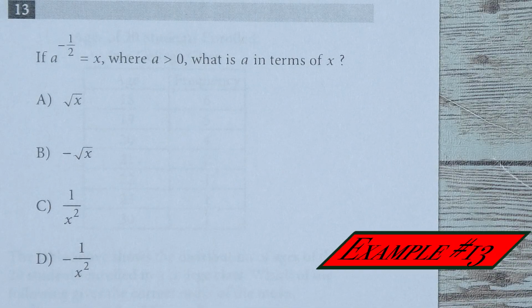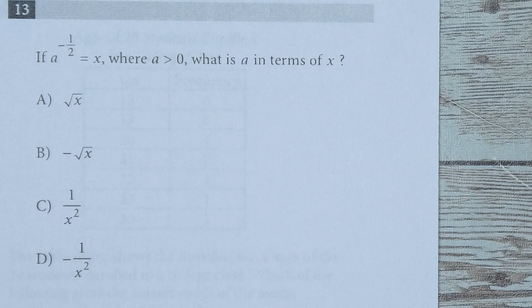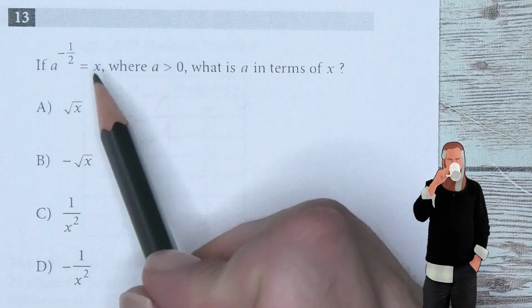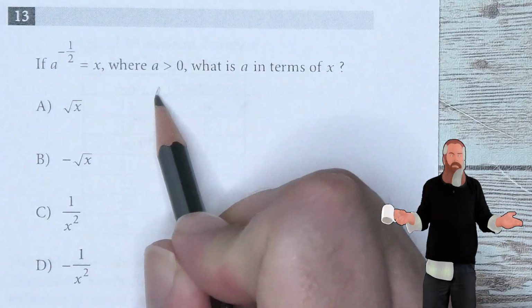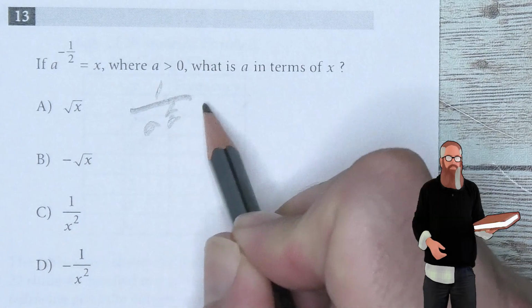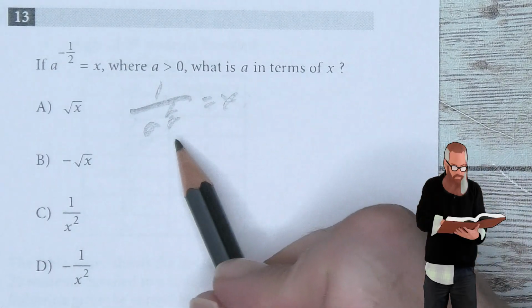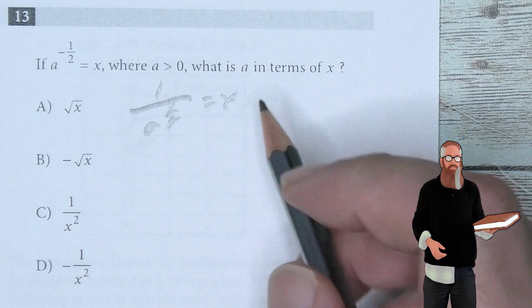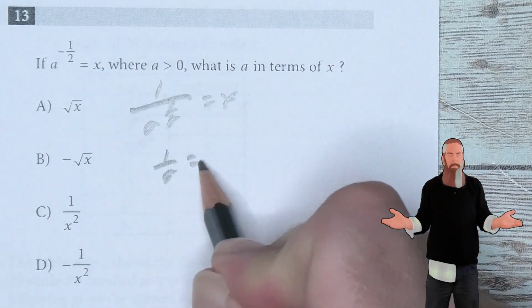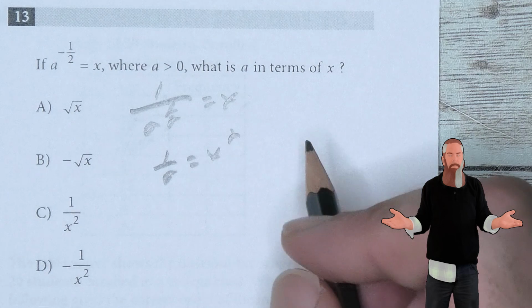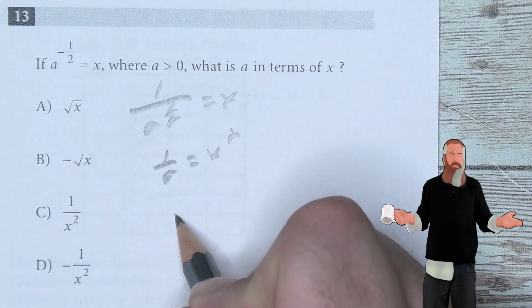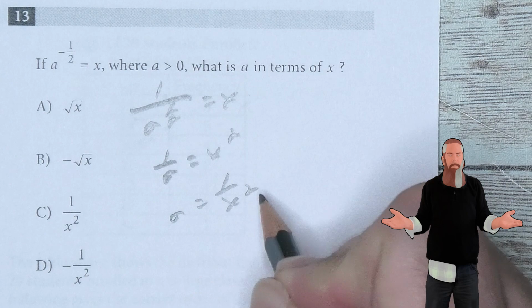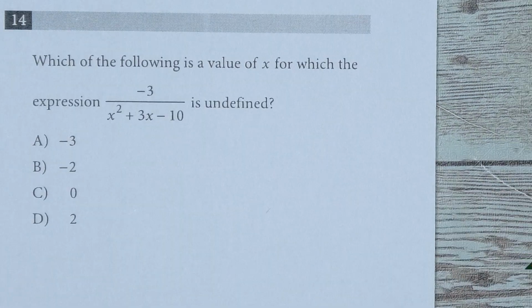If a to the negative 1/2 is equal to x, where a is greater than 0, what is a in terms of x? So this negative right here means that I can say 1 over a to the 1/2 power is equal to x. Now, if I could get rid of that 1/2 by simply squaring both sides, I would have 1 over a is equal to x squared. But we're trying to get a all by itself, which means that a is equal to 1 over x squared. C is the answer.